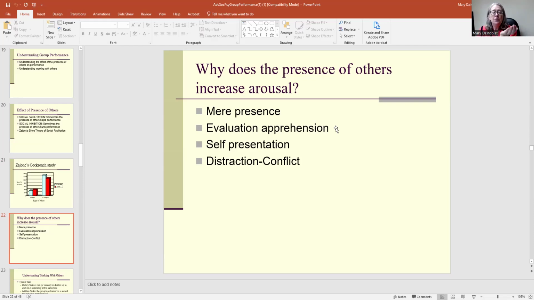In addition to doing the task you're trying to do, you have to attend to the other people that are there watching you. And that can distract you. It kind of gives you another task. And also sometimes that may cause you some conflict. If they seem upset, or if you wanted them to be upset and they seem happy, that could add. So this distraction, this extra task that you have to do, increases arousal. Okay? And there's evidence for all of these.